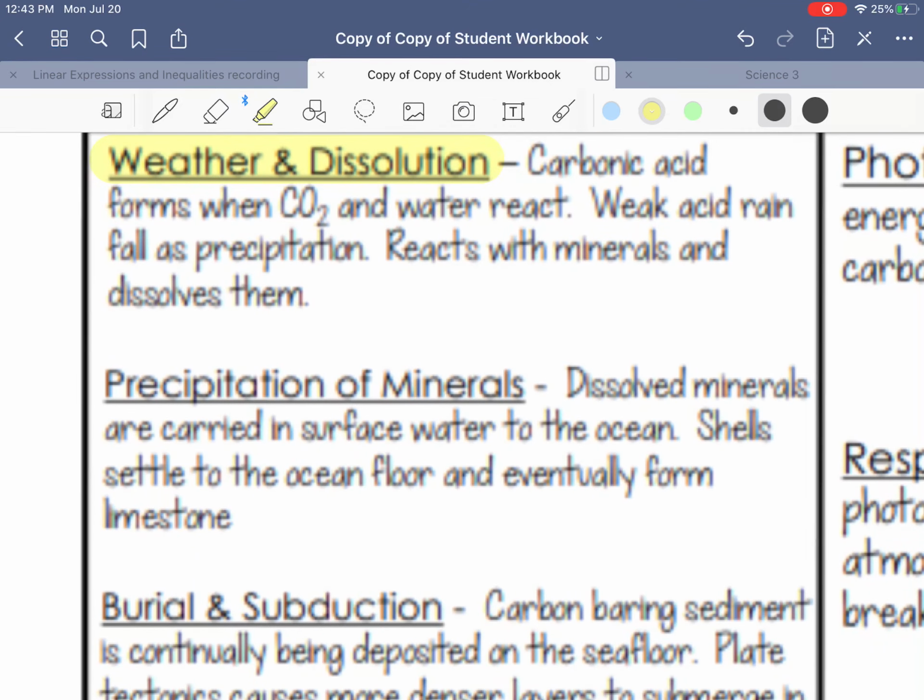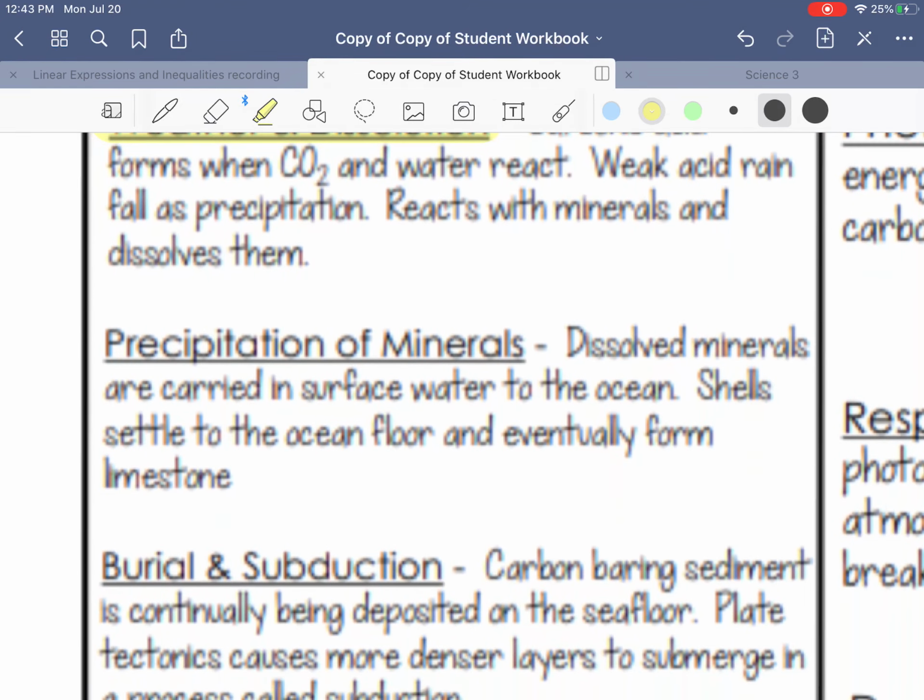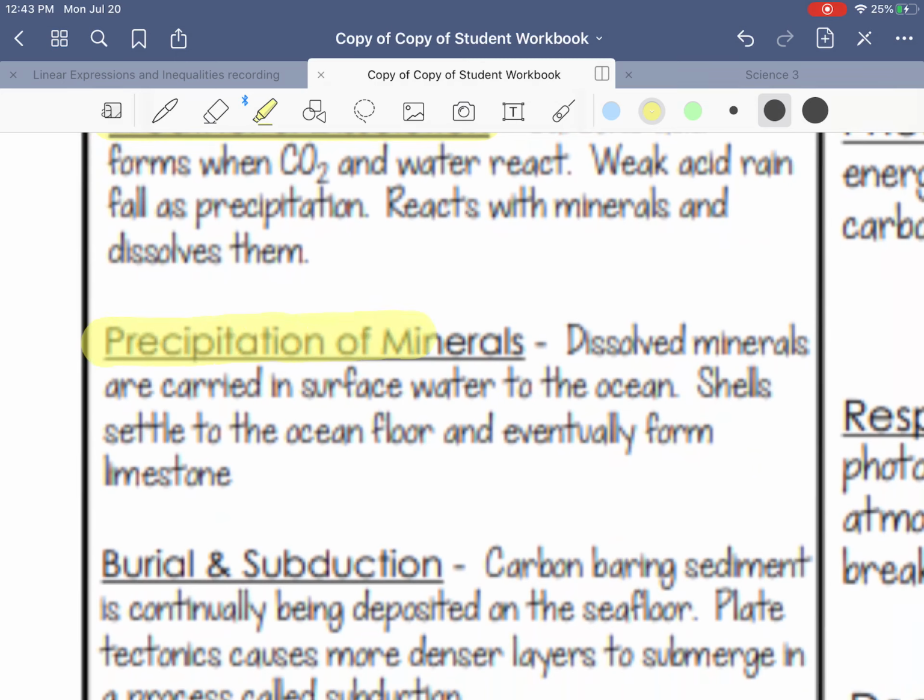Okay, another thing that happens in this long-term earth carbon cycle is the precipitation of minerals. So those dissolved minerals are carried in surface water to the ocean. Shells settle to the ocean floor and eventually form limestone. So this is not a bad process. This is a process that occurs in nature and actually benefits nature. It's basically the movement of dissolved minerals to the ocean.